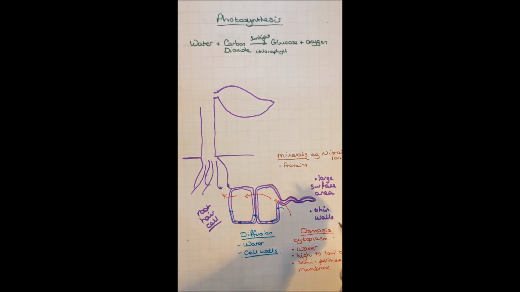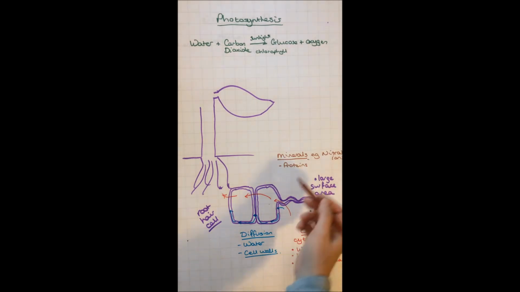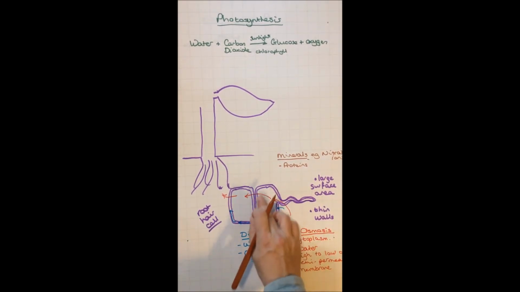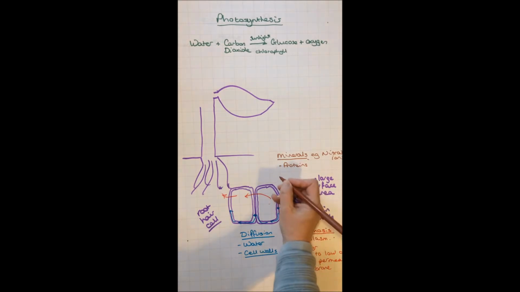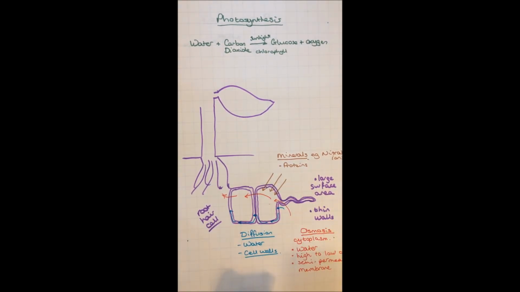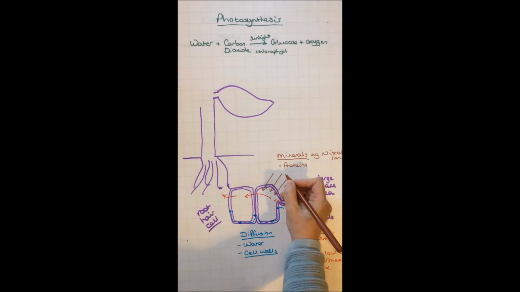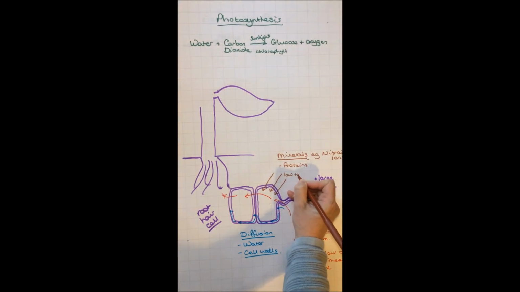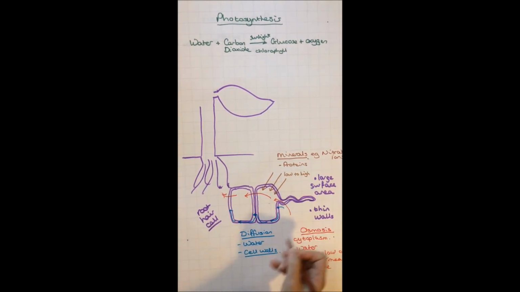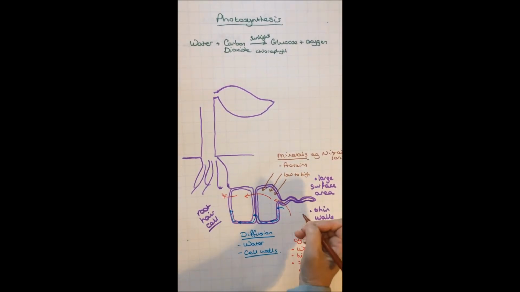And minerals have to be pumped into the cell. The reason for that is that there's a higher concentration of most minerals inside the cytoplasm, inside the cell, than outside. And so the plant has to actively pump them across from a low to a high concentration. And in order to do that, that requires energy.